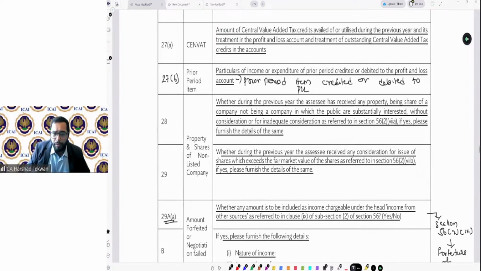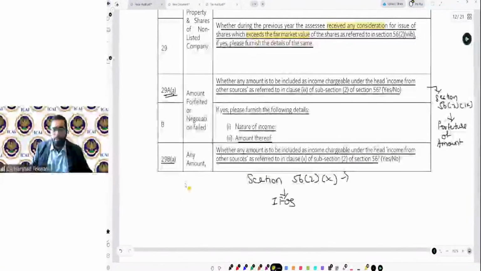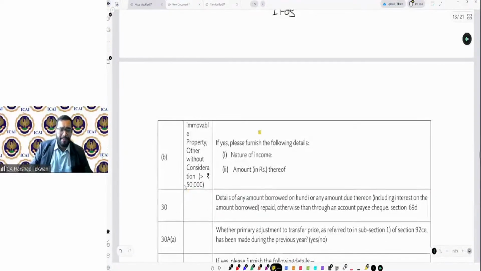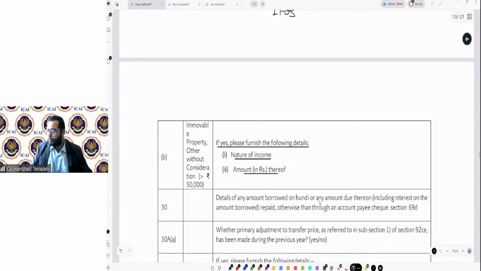Okay. So I'll highlight here that without consideration or for inadequate consideration, that we have received. Now here we are talking about received any consideration exceeding fair market value. 56.2.9 forfeiture and 56.2.10, that is inadequate consideration exceeding 50,000. So if that is the case, you need to provide the details like the nature of income and amount of income. Clear? Any doubt?